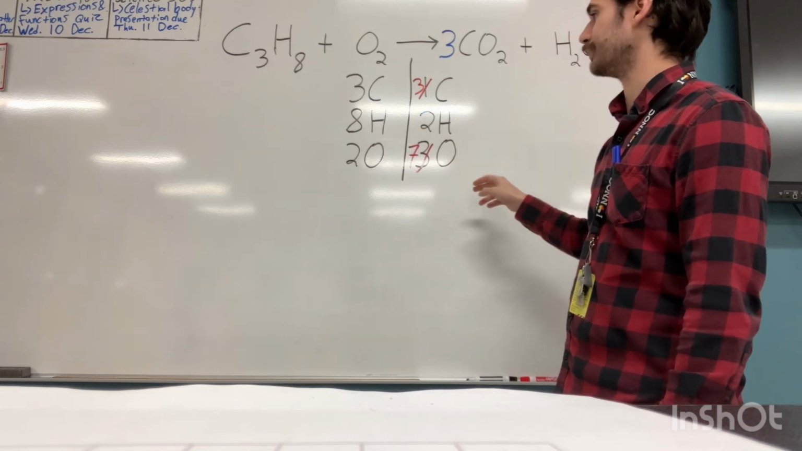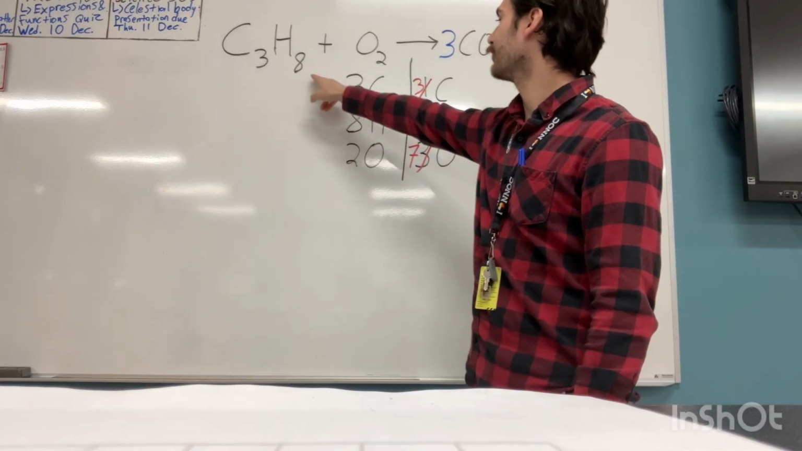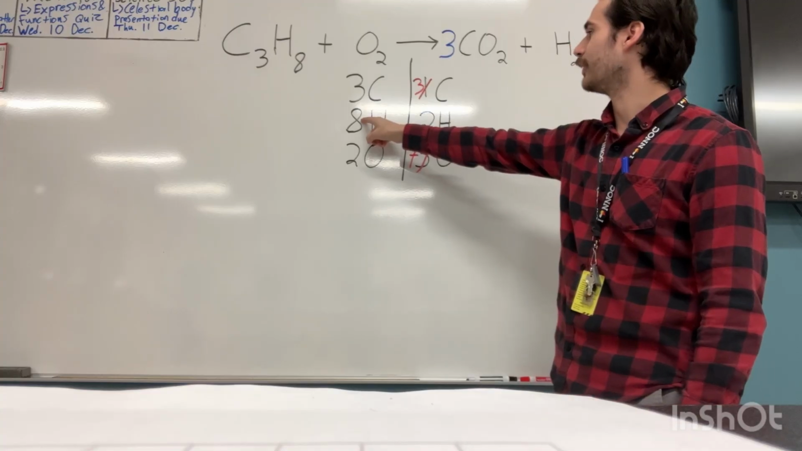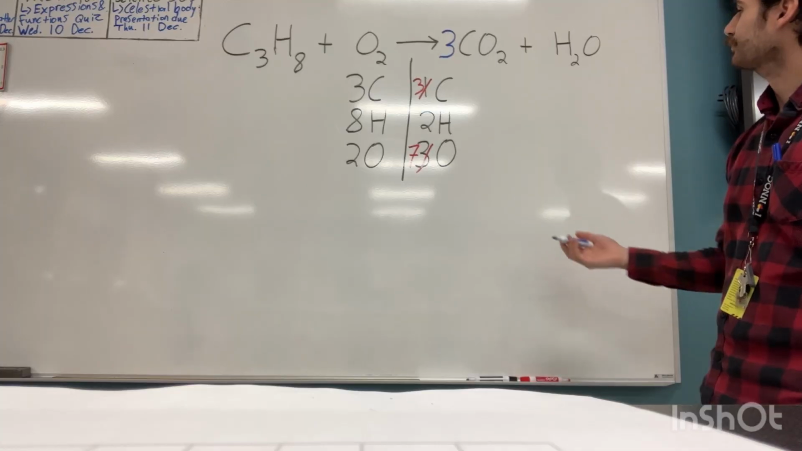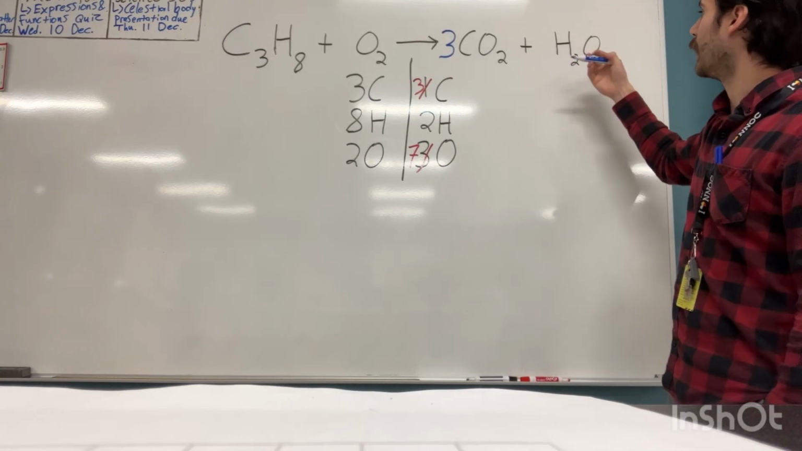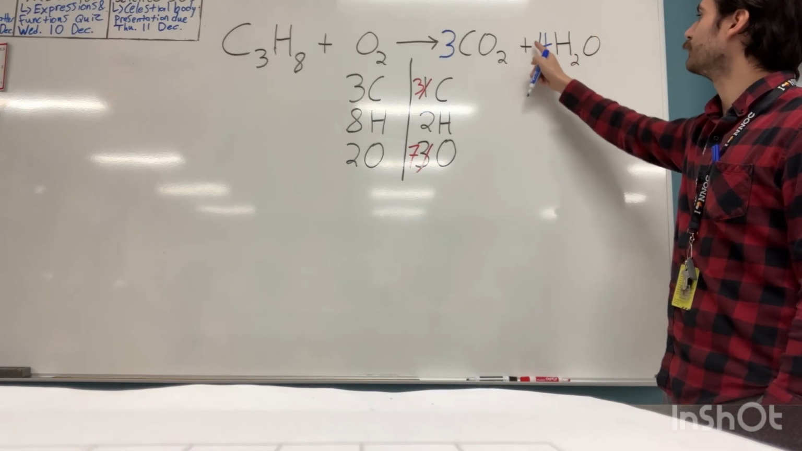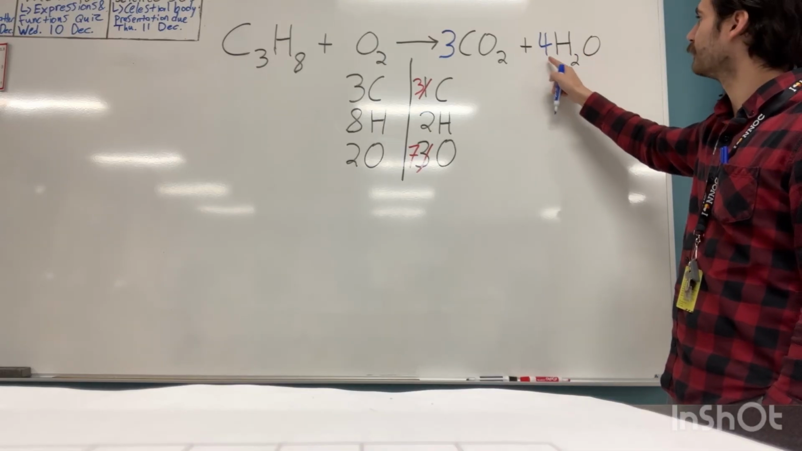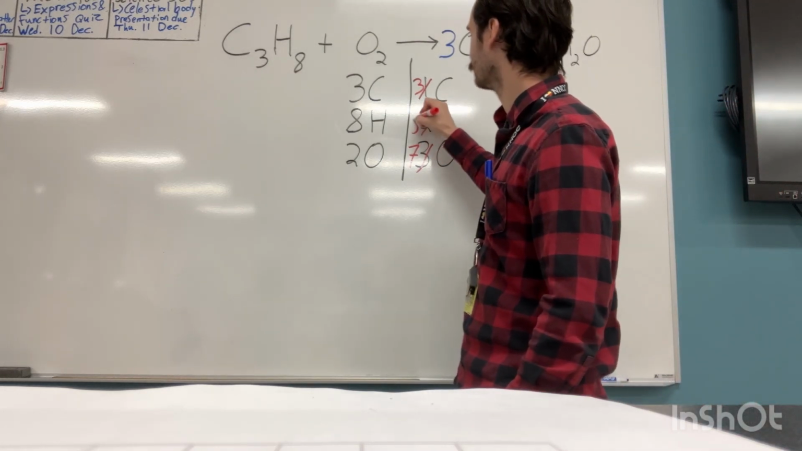Now I'm going to go on to hydrogens because again, I'm not going to worry about oxygen for now. So I have 8 hydrogens on this side and I have 2 on this side. If I want to get to 8 hydrogens on this side, I'm going to have to modify the amount of water molecules I have. So if I want 8 and each molecule gives me 2 hydrogen atoms, I'm going to put a 4 as my coefficient here. That will give me 4 molecules. Each one of those has 2 hydrogen atoms. 4 times 2 will give me 8 hydrogen atoms here.